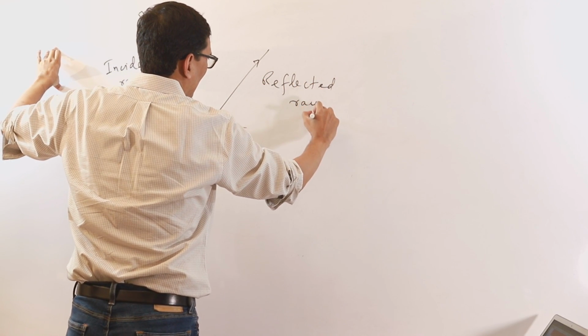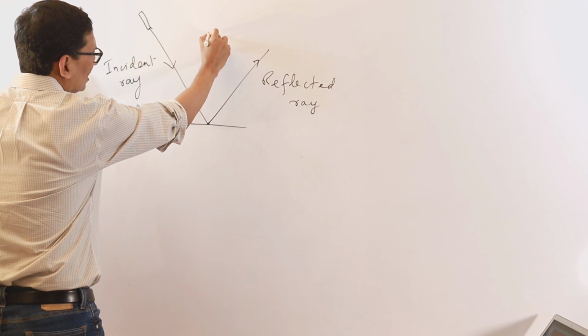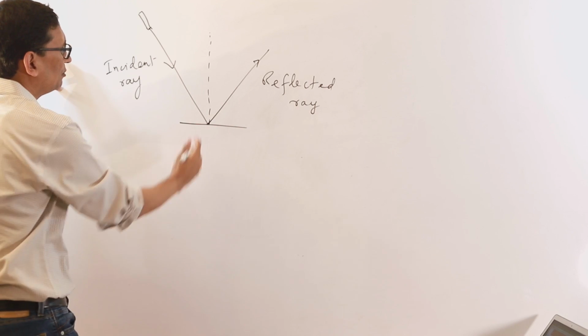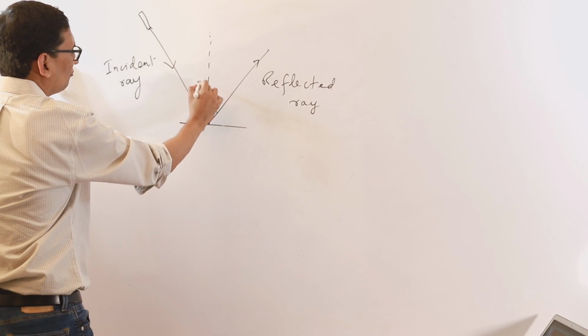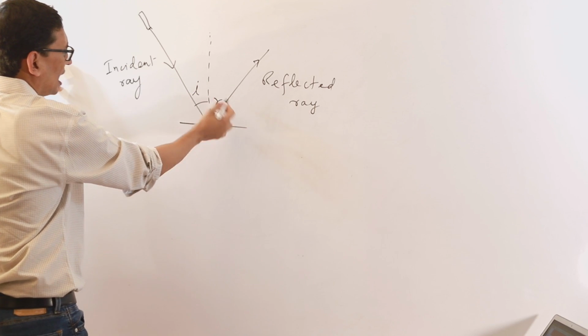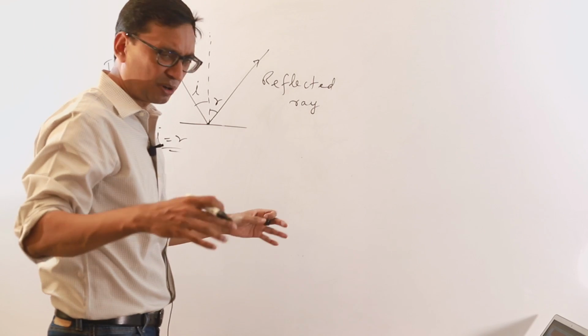The ray is going to reflect such that if I draw a line from here at 90 degrees, then this angle is going to be equal to this angle. This angle I call the angle of incidence, and this I'll call the angle of reflection, I and R. So I is equal to R. Pretty straightforward, nothing much here, you already know the stuff.